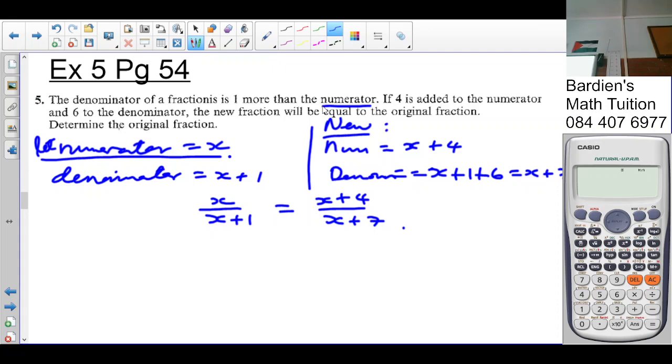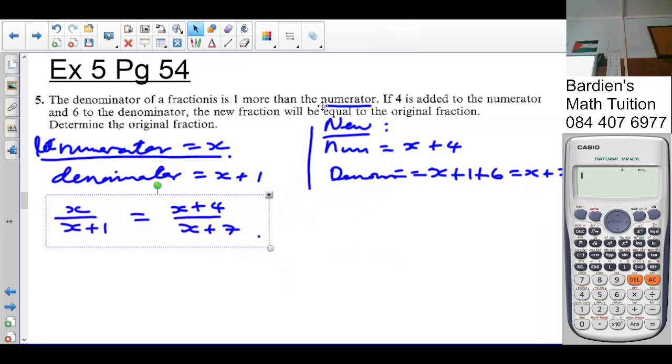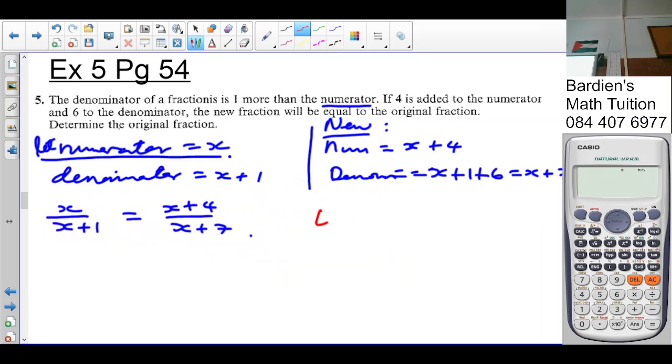Okay. So what's your LCM here? Yes, x plus 7 and x plus 1. Because is x plus 1 a factor of x plus 7? Can x plus 1 be divided into x plus 7 without remainder? No. So I have to consider both denominators. You understand?